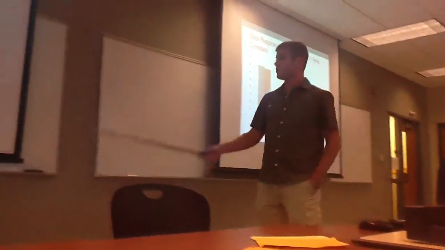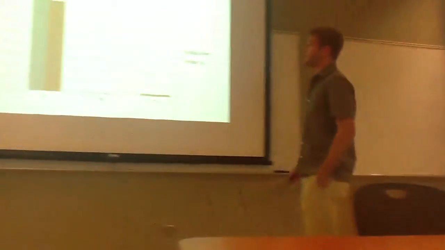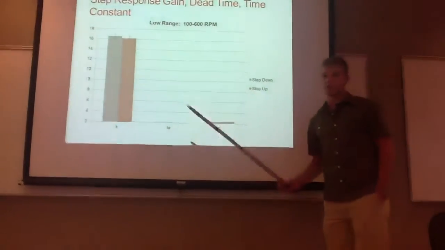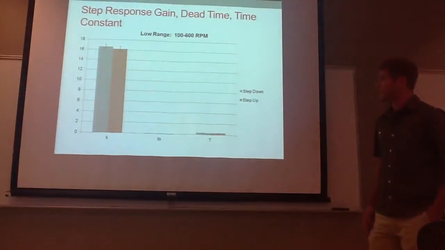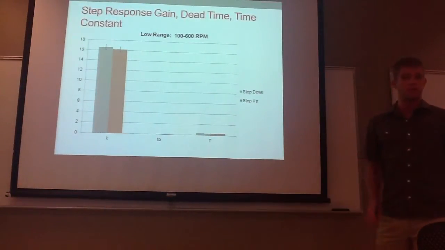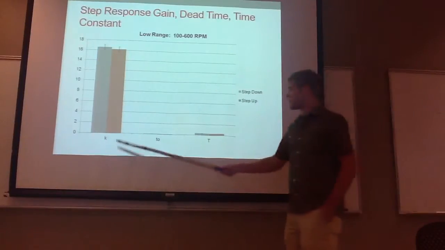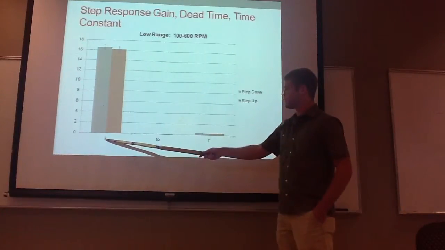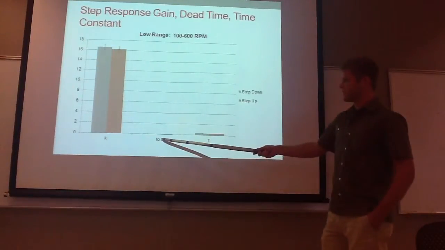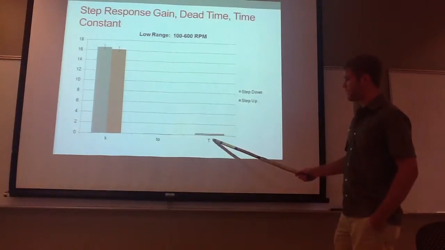This is a bar chart of the low range RPM from back when it was still only 2 people, and we did the low range of 100 to 600 RPM. It's a comparison between the step up and down of the gain, the dead time, and the time constant.